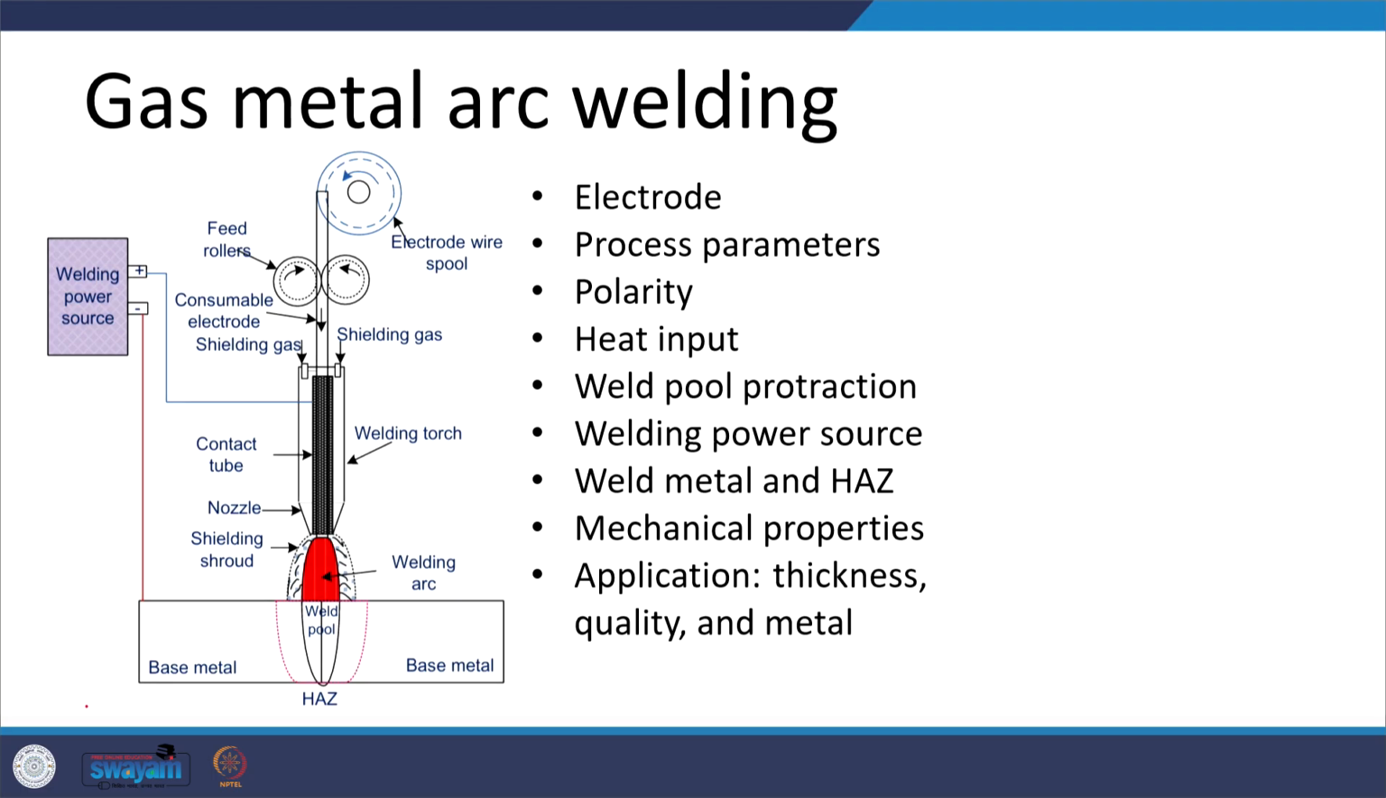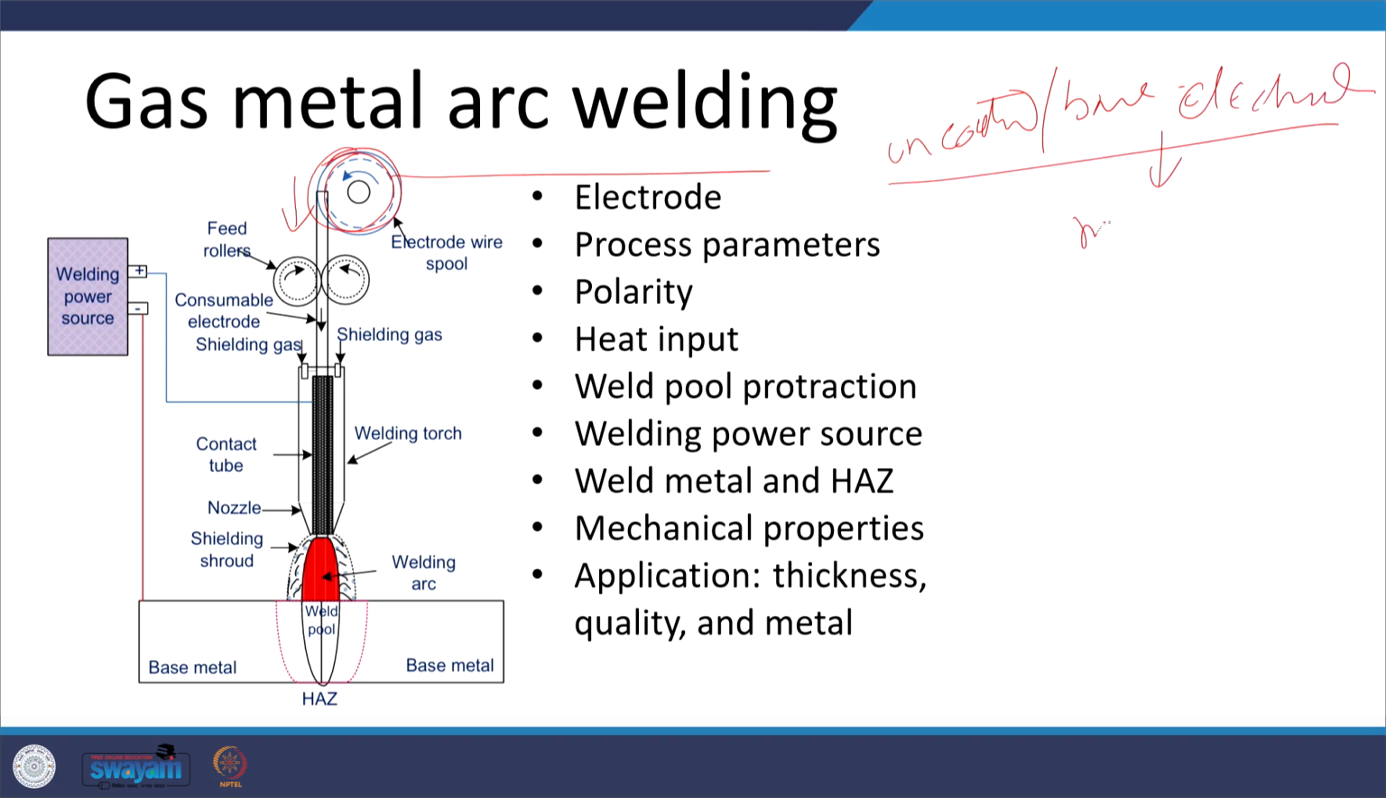Okay. Now, the electrode in gas metal arc welding is similar to that of submerged arc welding. The electrode is coiled in the form of a spool, which can be fed continuously. So, this is also an uncoated, or you can say bare electrode, and this electrode can match the parent metal, or it can be a different one as per the case. If we need a specific set of properties in the metal, then it can be different, but this can be fed continuously.